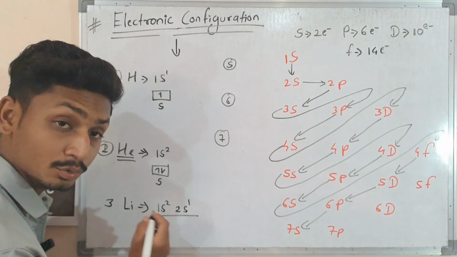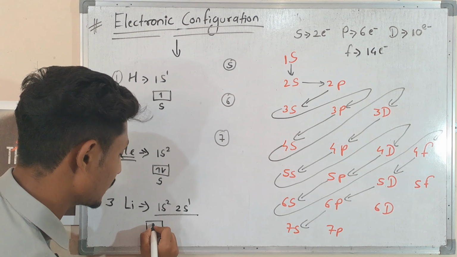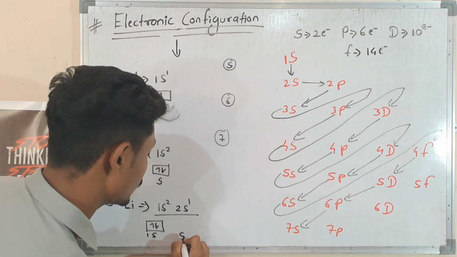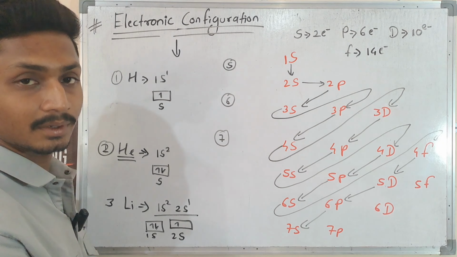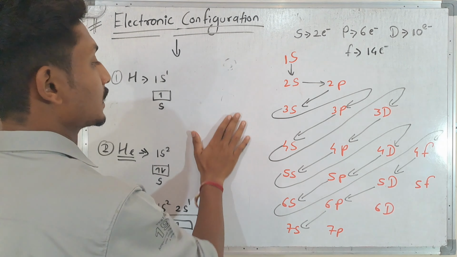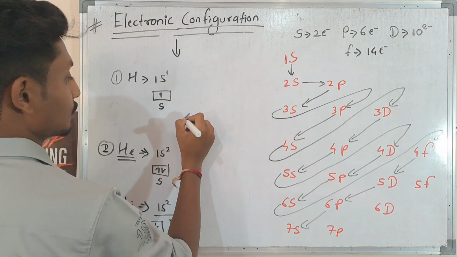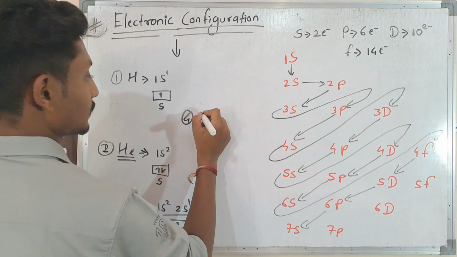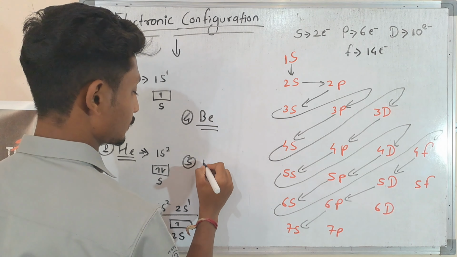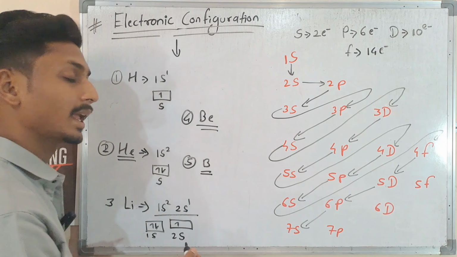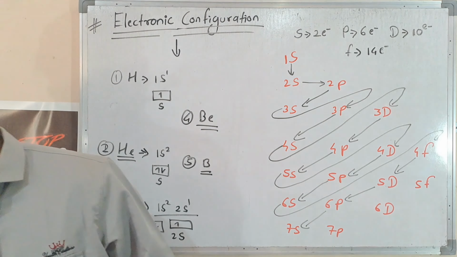So 1s2, 2s1. Here 1s is full and 2s is half filled. You can solve this. Can you solve this? Please try to solve this.